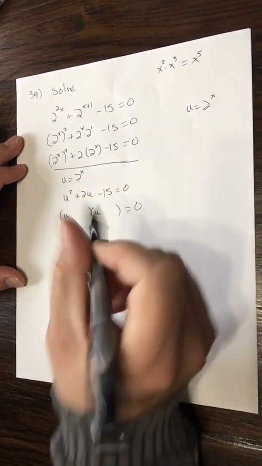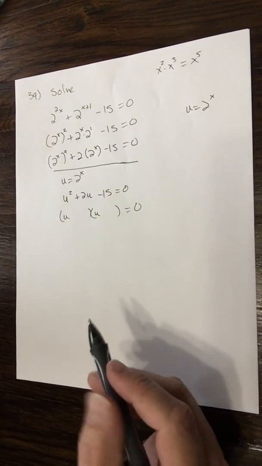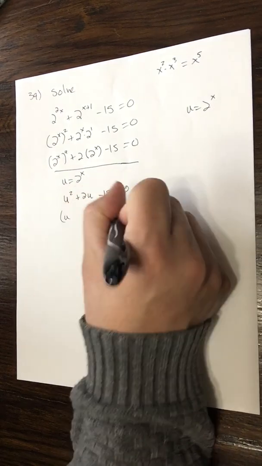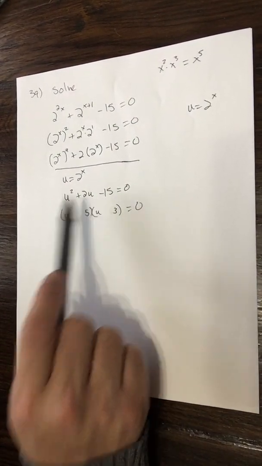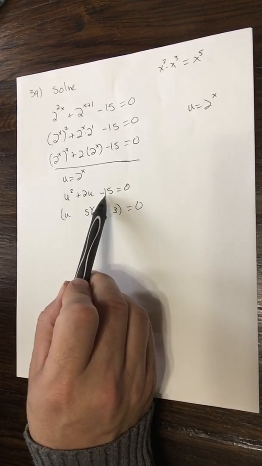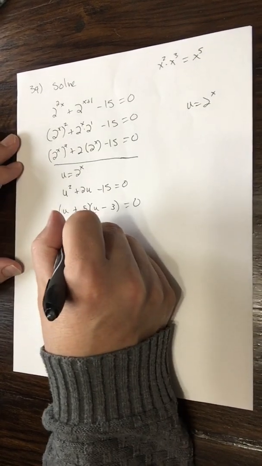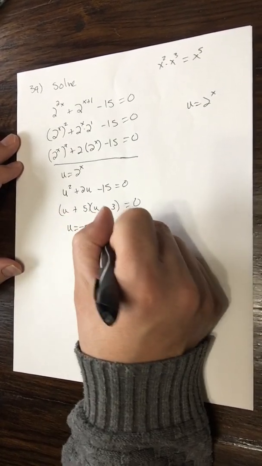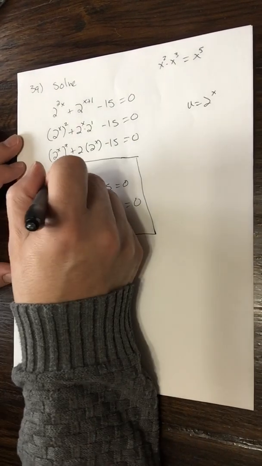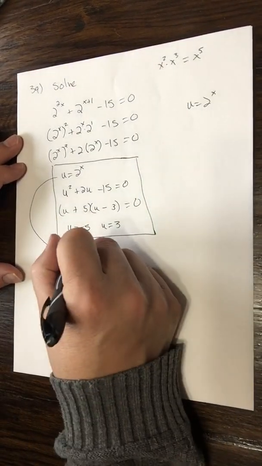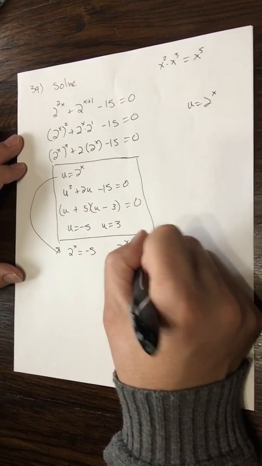There's a u, there's a u. I need two things that multiply to give me 15, where I can put them together and get a 2. That's definitely a 5 and a 3. Because I'll have a 3u and a 5u, and I can make a 2u out of that. They need to be different signs, and I need to end up positive. So I'll go plus here and minus there. I get u equals negative 5, and I get u equals 3. So there's the end of my u substitution. And I go back to what I called u. It was 2 to the x. So 2 to the x equals negative 5, and 2 to the x equals 3.